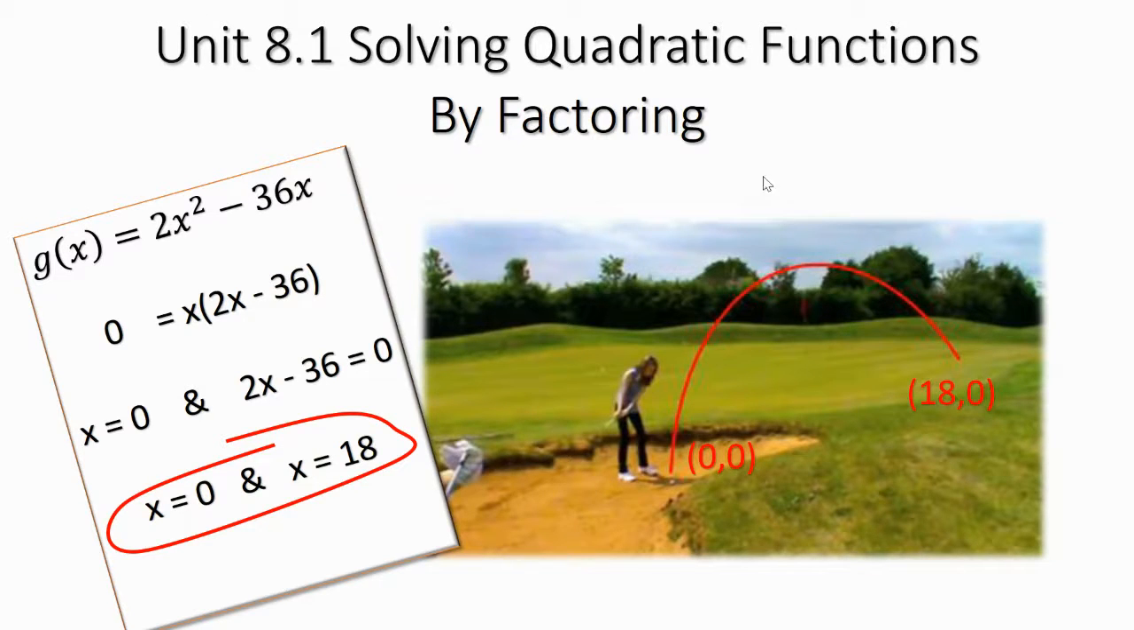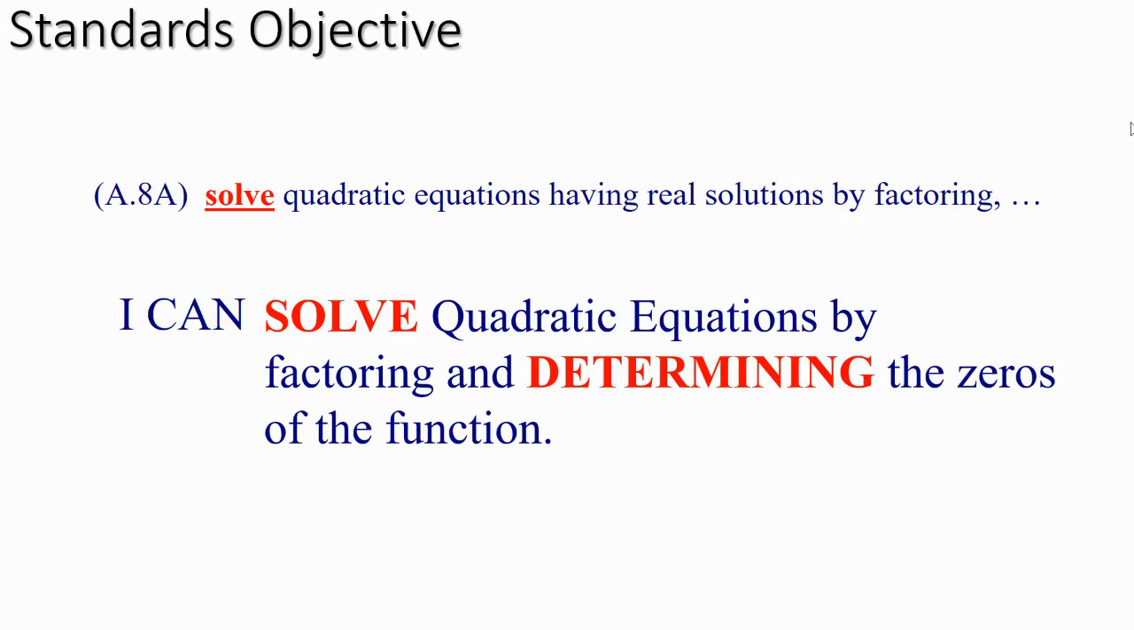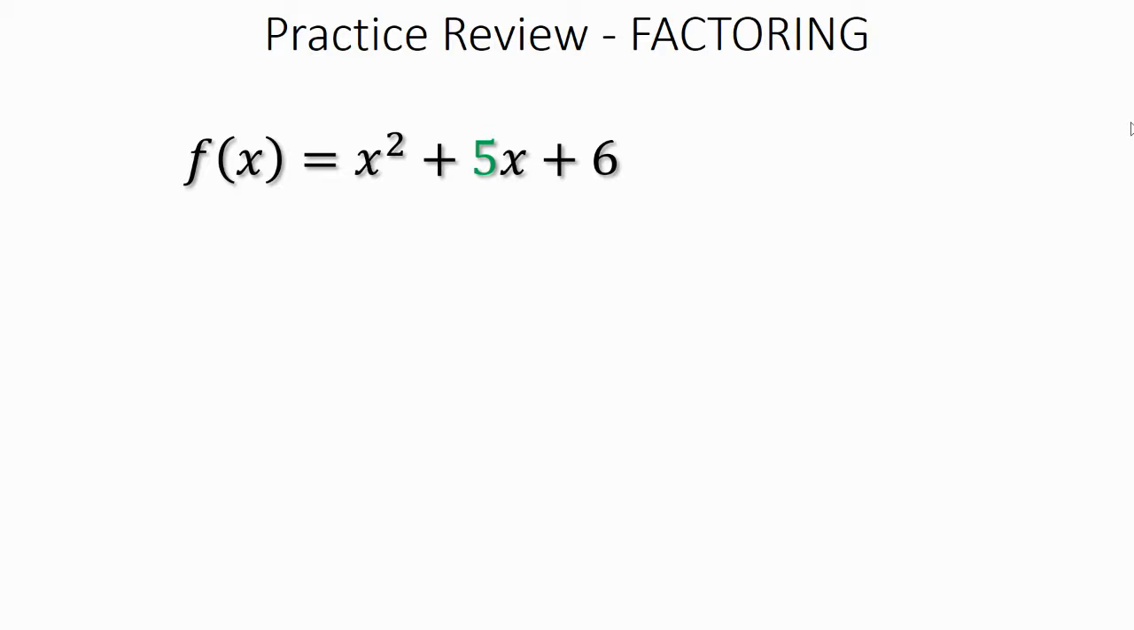Okay, so you learned how to factor in chapter 6. We're going to be using that to help us solve equations. 8.8a says solve quadratic equations having real solutions by factoring. I can solve quadratic equations by factoring and determining the zeros of the function. Just to recap, remember that zeros are the x-intercepts of a function. Let's do a review on factoring first.